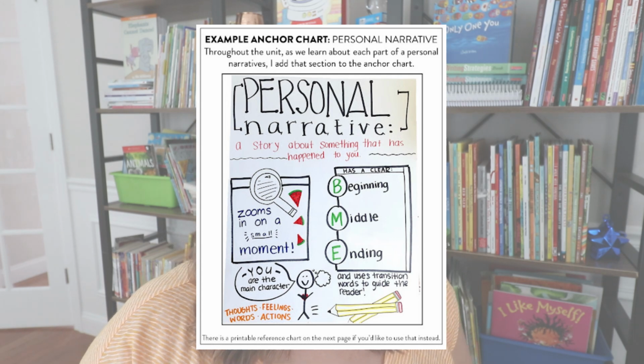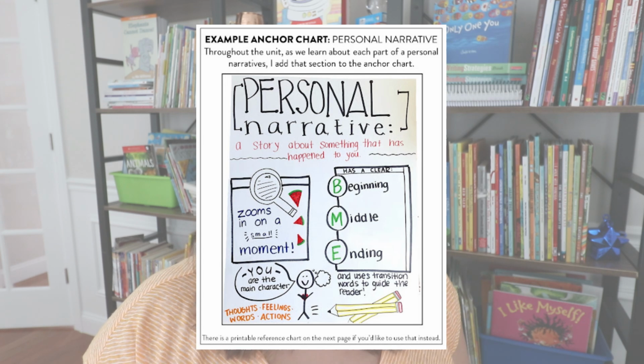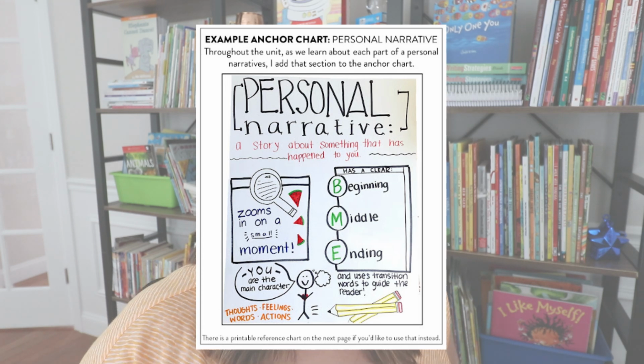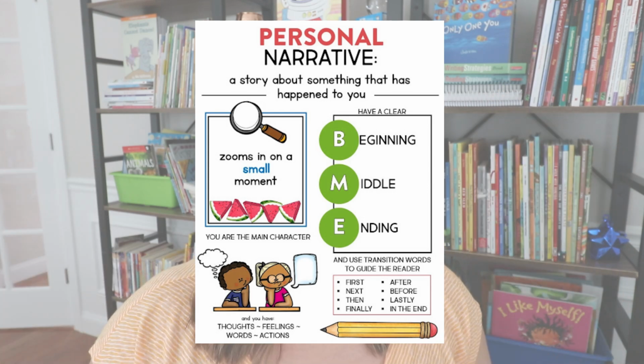So I will say that a personal narrative is a story that is something that has really happened to you, and it zooms in on a small moment. And then I'll leave the rest of that anchor chart blank until we teach that part of a personal narrative. Now, in case you don't want to draw it, in the club I also share a digital one that looks like this that you could simply print out.